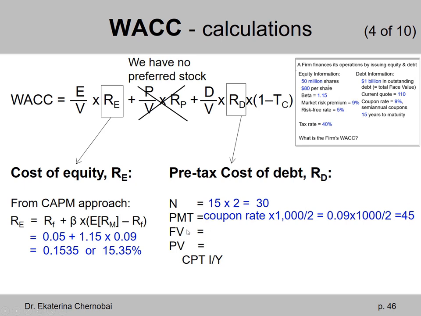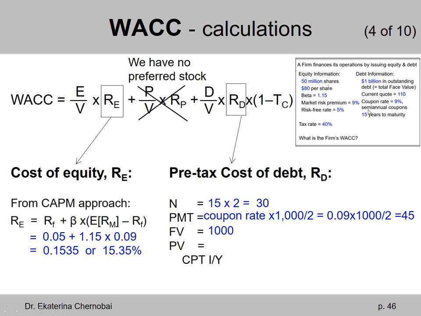FV, the future value or the face value is always $1,000, even when it's not given. Just assume it's always $1,000. So I put that. Notice that I'm using both PMT and FV with a positive sign, which means that the present value must be with a negative sign. So what is the present value on each bond? What is the price for each bond?